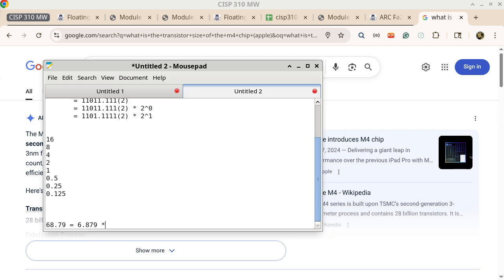6.879. What do I need to multiply 6.879 by in order to end up with 68.79? Multiply by 10. Because the moment I shift the decimal point to the left-hand side, the new value is only 1/10 of what it used to be. But why 1/10? Because it is base 10.